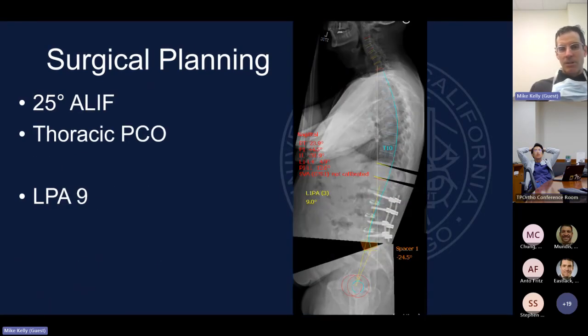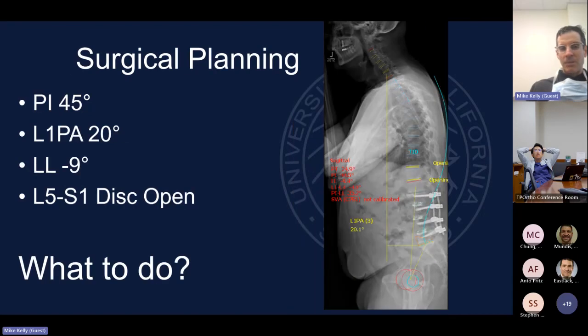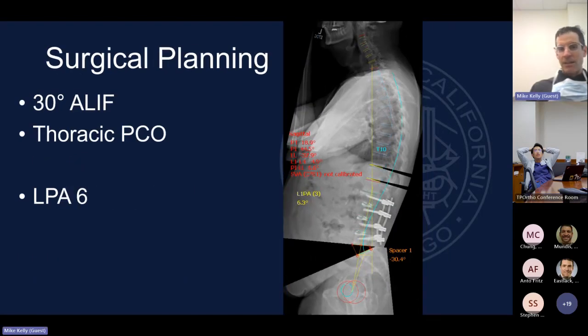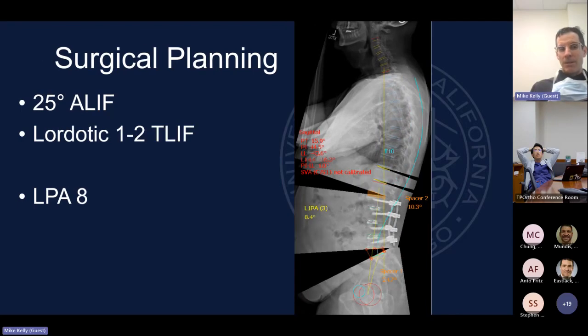So we modeled it. 25-degree ALIF at L5-S1, L1PA comes down to 9, when the L1PA goal is about 3. So that's not enough. 30-degree ALIF, L1PA is still kind of high, and that is a 30-degree ALIF. That is something else. That's a big correction. What about a 25-degree ALIF, and then you do a TLIF up high?